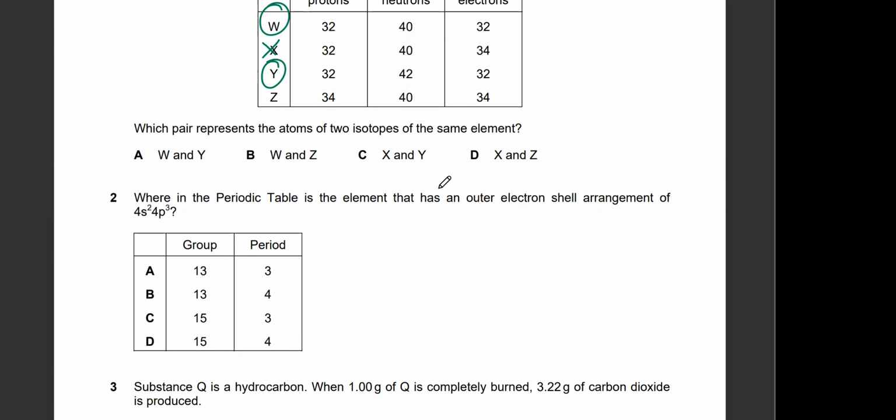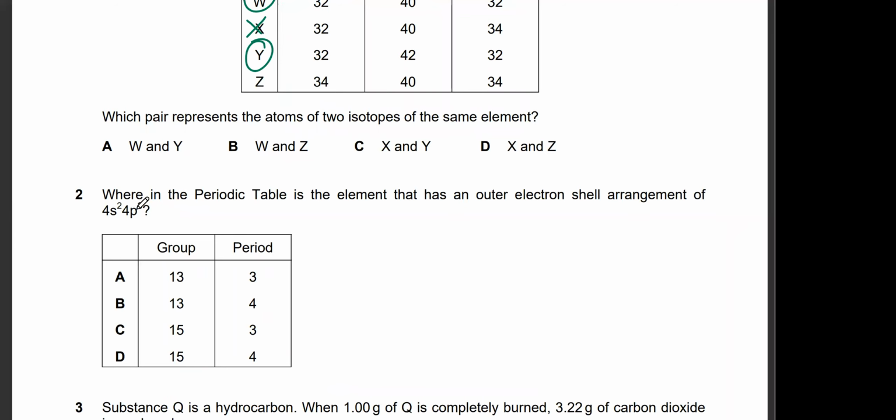So where in the periodic table is the element that has an outer shell electron arrangement of 4s2, 4p3? You should know directly which group it is. Group 5. Remember group 1 is s1, group 2 electronic configuration is s2, group 3 is s2p1 and so on. Then group 4 is s2p2 and group 5 is s2p3, until s2p6 at the end.